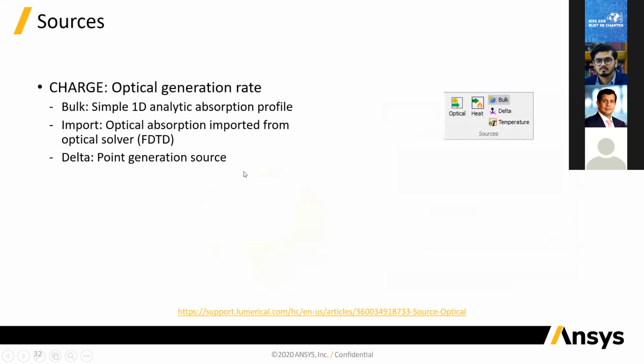Okay, so now coming to sources, optical generation rate, as I mentioned, allows you to import optical generation rate from FDTD. So if you're simulating a CMOS image sensor or a solar cell, you calculate the optical absorption and then bring that information over. There is also a delta point generation source. It introduces electron-hole pairs in one single location inside your simulation volume, and that has some specific application.